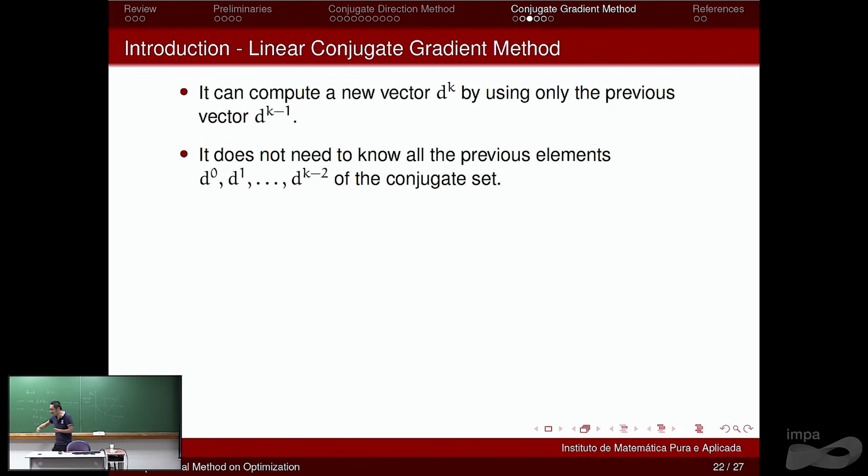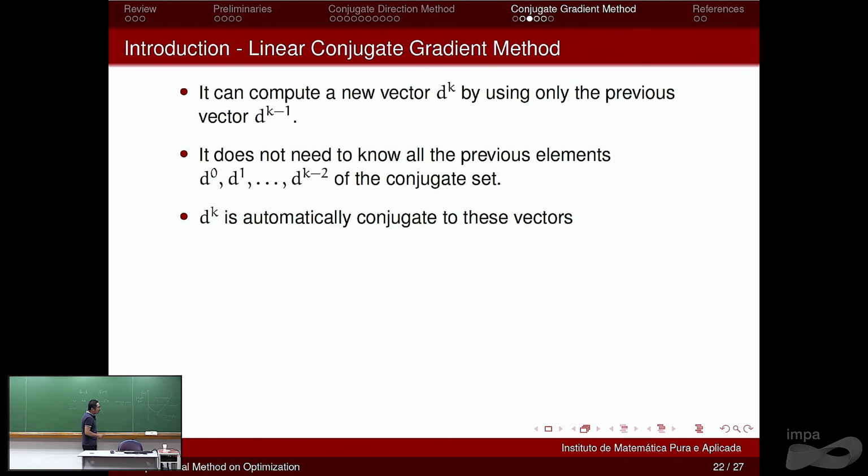algorithm goes many iterates, for example 10 to the power of 5 iterates, if you need to store all the previous directions, it requires a lot of space to store them. And as your iterates go ahead, you require more space, okay? Another good thing is that dk is automatically conjugate to these vectors, we mean all the previous ones.